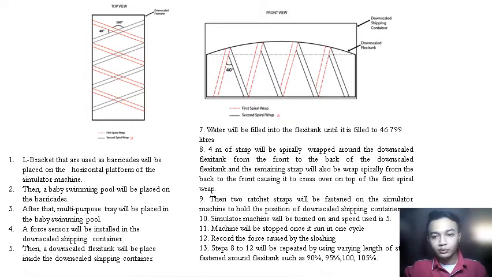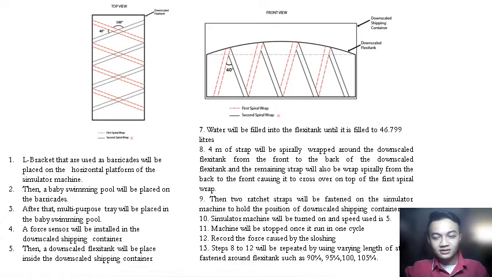After that, water will be filled into the FLEXITANK until it is filled to 46.799 liters of water. 4 meters of strap will be spirally wrapped around the downscale FLEXITANK from the front to the back, and the remaining strap will also be wrapped spirally from the back to the front, causing it to cross over on top of the first spiral wrap. So the figure above shows how the straps are wrapped.